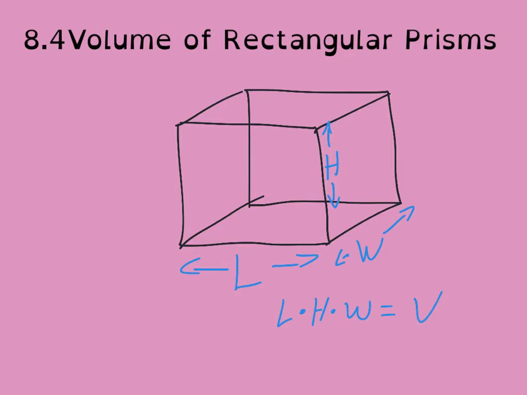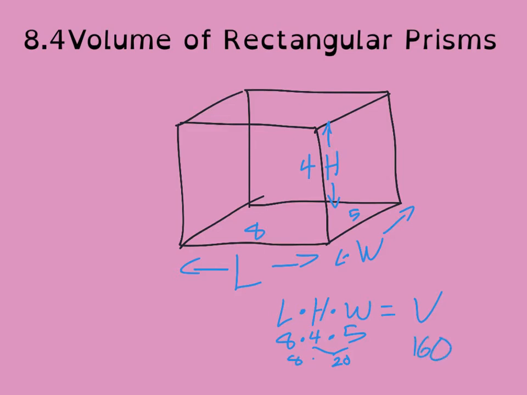So if we say the length is 8, the height is 4, and the width is 5, I would go 8 times 4 times 5. It doesn't matter what order you multiply these. I like 4 times 5 is 20, and then 20 times 8 is 160.